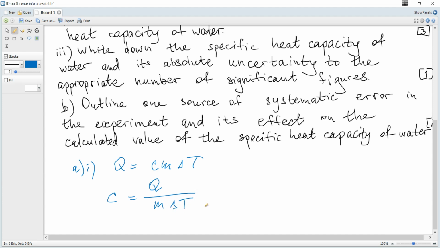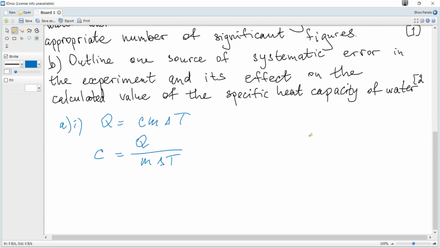And notice that if you need a change in temperature, you may use degrees Celsius or Kelvins, it doesn't matter. But if you need just temperature, then it must be in Kelvins only, because Kelvins are SI units, not Celsius. So we need to just calculate it, and it's 16,000 divided by 0.250.